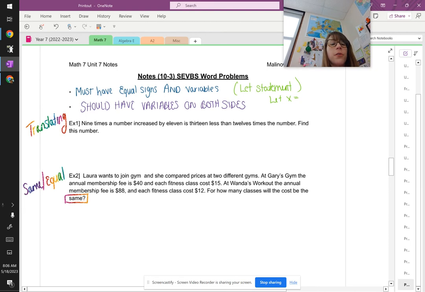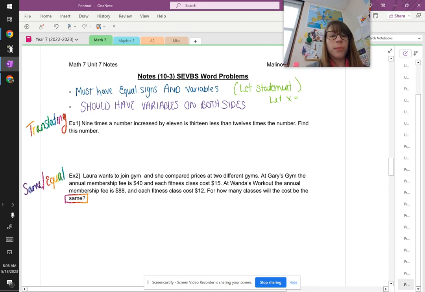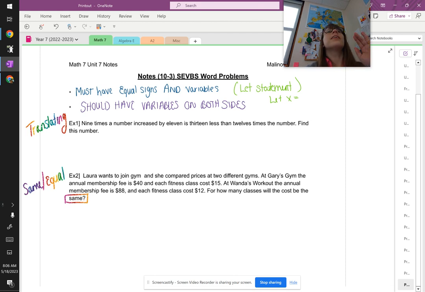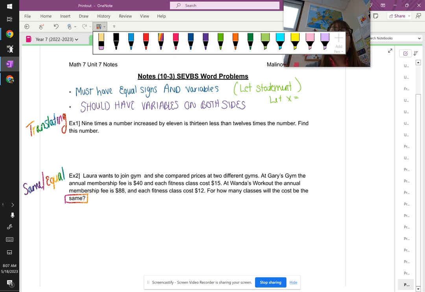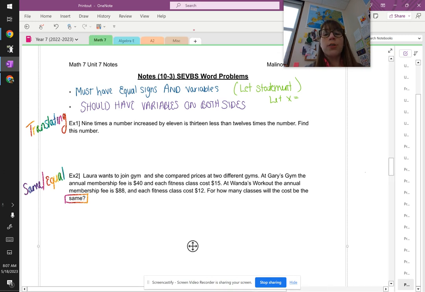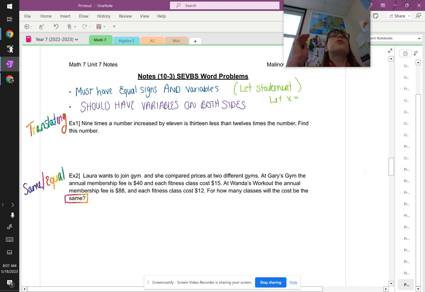All right, so example number 1 focuses on the translating type of example. And if you're doing this, you have to be reading these word problems at least 3 times in order to be successful. If you're only reading it once or twice, you're really not even understanding what the question's saying. So 9 times a number increased by 11 is 13 less than 12 times the number. Find this number. Okay, so notice that first time I didn't write a single thing down when I was reading it. I was just reading.